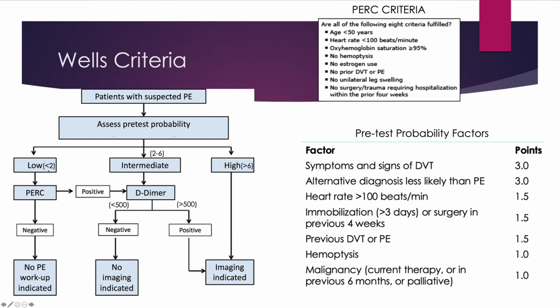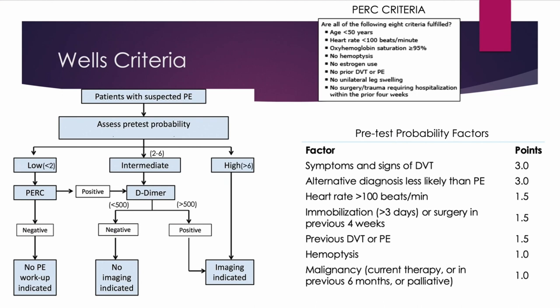So let's start over here on the low end. This is going to be someone that comes in with a little bit of shortness of breath, but they really don't have a lot of the signs and symptoms that make you think PE. And so when we have this low pretest probability, less than 2, then we use a second set of criteria called the PERC criteria. Okay, the PERC criteria are what we use in low-risk patients to help rule out the patient for PE by physical exam and history alone. Meaning we don't get the D-dimer, we don't get a CT, we try to rule them out by history first.